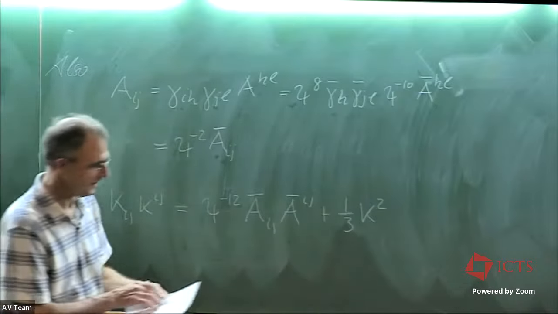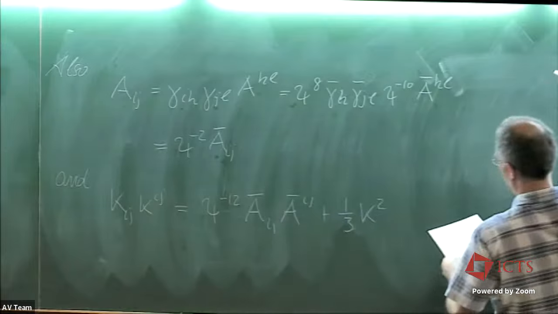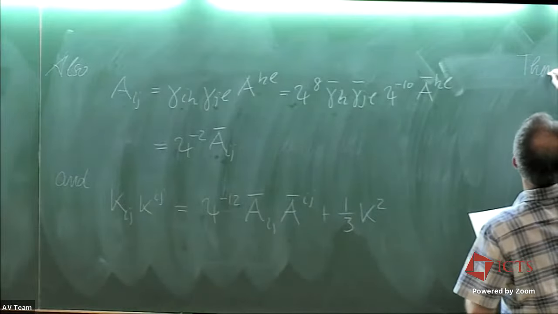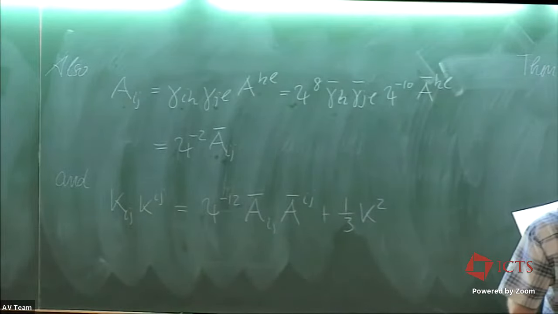Okay. So then we can insert all of this into the constraint equations, and then we get the following. Then we have the Hamiltonian constraint.